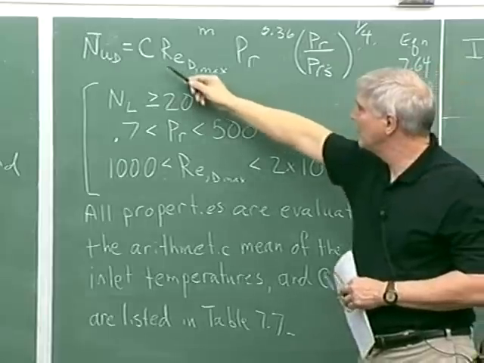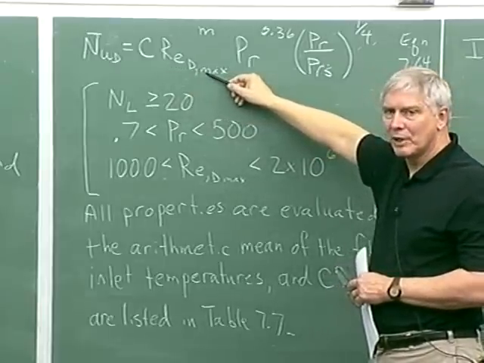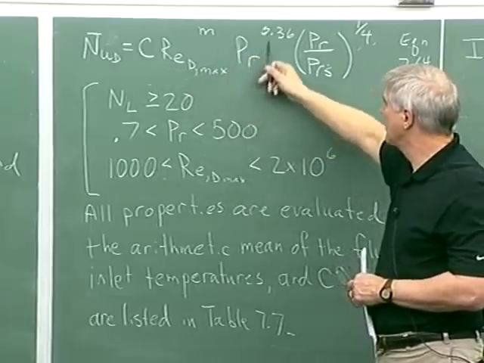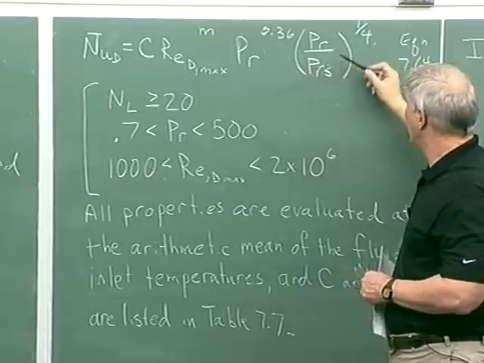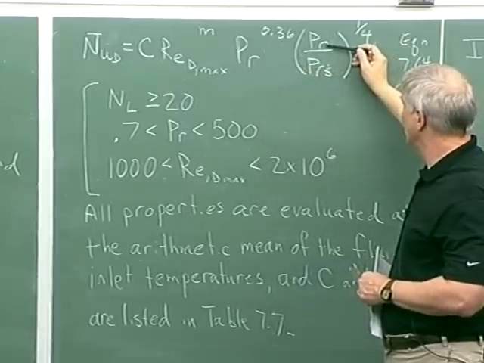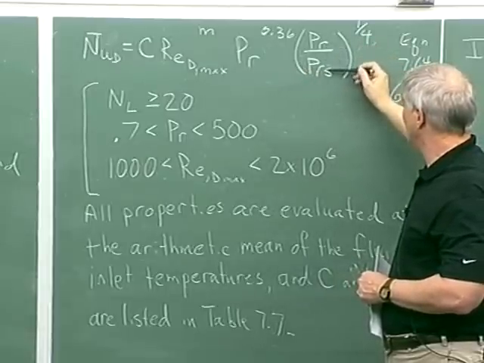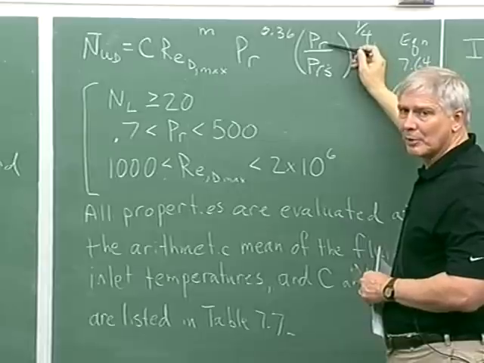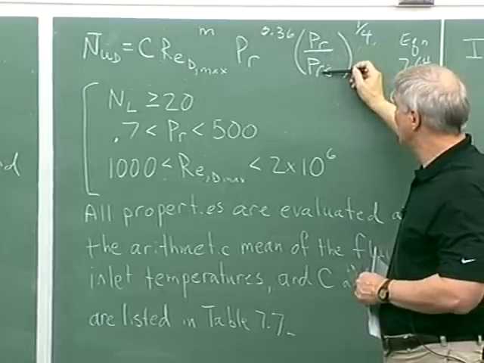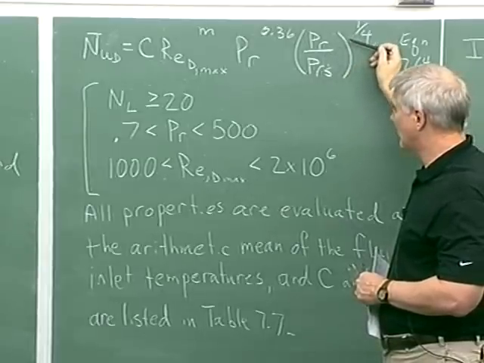It's equal to C times the Reynolds number based on the max velocity to the m power, Prandtl number to the 0.36, and then we have this expression, Prandtl number over Prandtl number S to the 1/4. So this would be the Prandtl number of the flow, and this would be the Prandtl number evaluated at the surface, all raised to the 1/4 power.